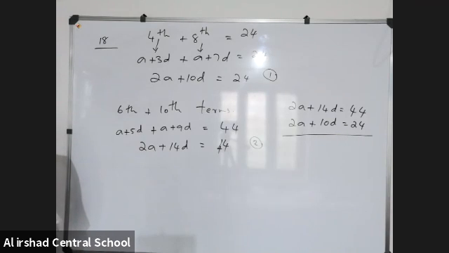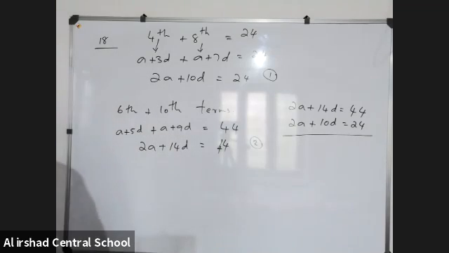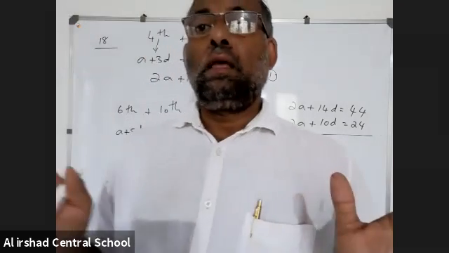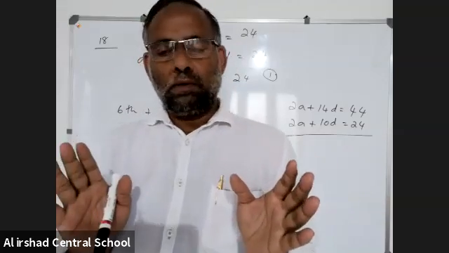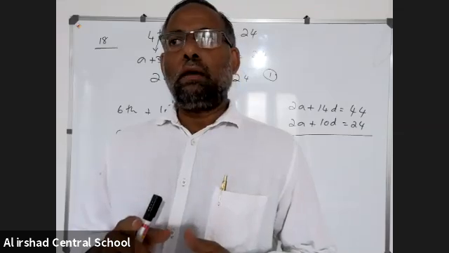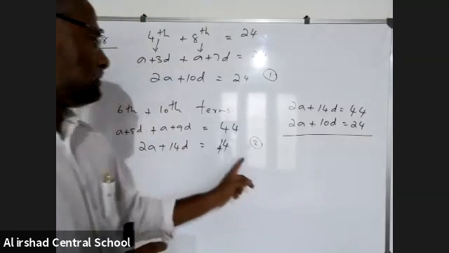The sum of 4th and 8th term of an AP is 24 and the sum of 6th term and 10th term is 44. That is why, and here same, because we are talking about the same arithmetic progression. That is why A, both the cases. Here also A, here also A, D, D. So you can find out.